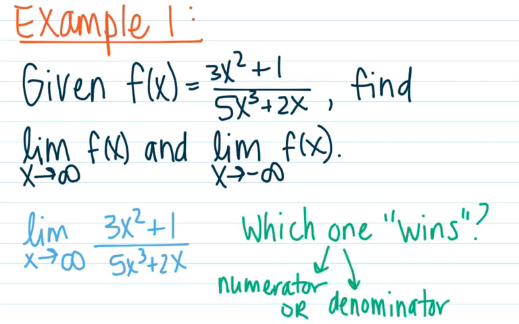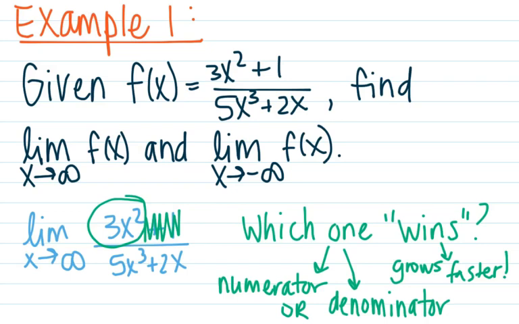Now let me clarify. By one, I mean the numerator or the denominator. And by wins, I mean which one grows faster. So let's think about this. On the top I have 3x squared plus 1. And I'm going to substitute in a very, very, very large number, and it's just going to keep growing and growing and growing. So when I have 3 times a massive number like a billion, trillion, quadrillion, which isn't real, but you get my drift, squared, and then I have this little dinky plus 1 on the end, he's not really going to be very impactful. So he's kind of not what I'm going to focus on. Instead, I'm going to focus on that 3x squared in the numerator.